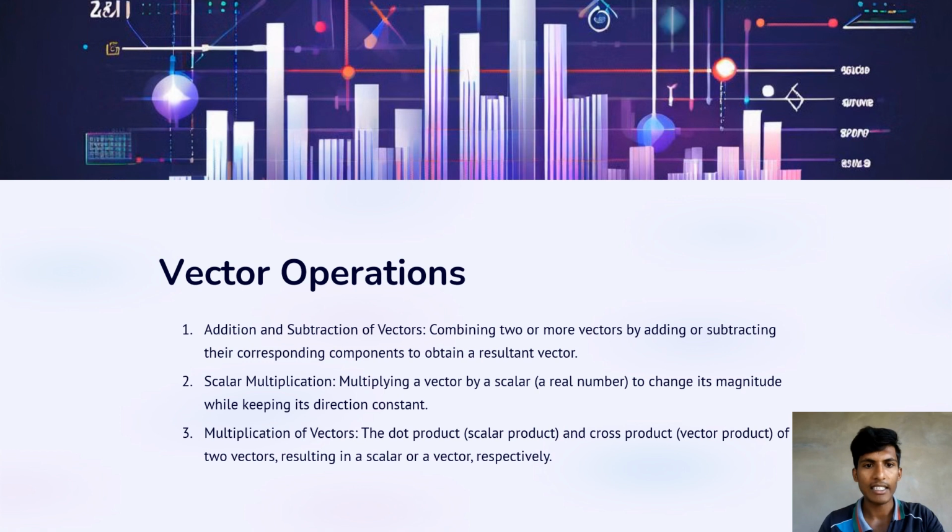Vector operations. Addition and subtraction of vectors: combining two or more vectors by adding or subtracting their corresponding components to obtain a resultant vector. Scalar multiplication: multiplying a vector by a scalar, a real number, to change its magnitude while keeping its direction constant. Multiplication of vectors: the dot product, scalar product, and cross product, vector product. Two vectors result in a scalar or a vector respectively.